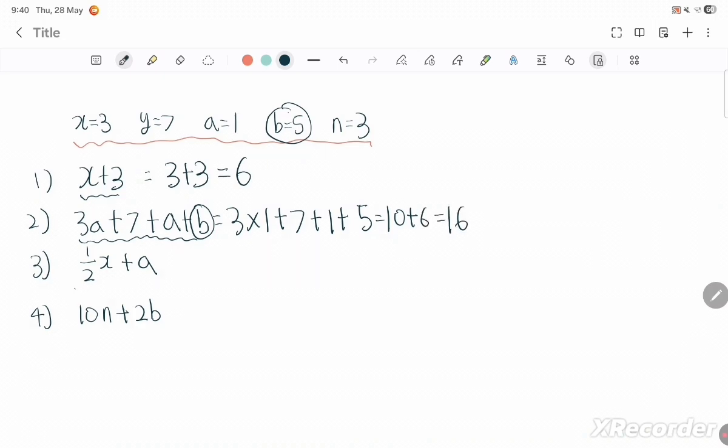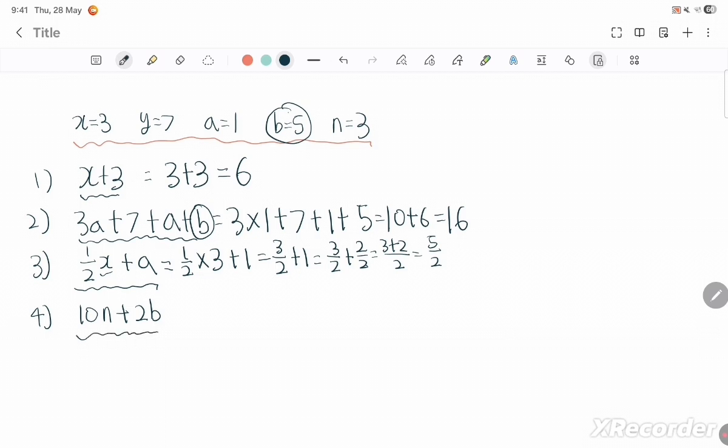What about this one? Half times x plus a, half x plus a. So we are going to get half times x, where x equals 3 at this point, 3 plus 1. So it is equal to 3 halves plus 1. So how to calculate this one? We have to make the same denominator, 2 over 2. So we just combine those two numerators and we get 5 over 2.